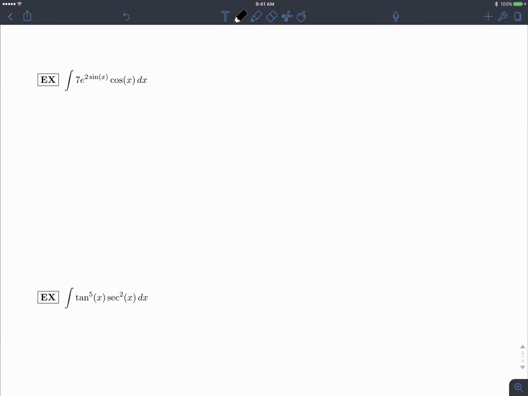All right, so here's another one. Now we've got the integral of 7 times e to the power of 2 sine of x times the cosine of x dx. So this one's a little bit more complicated in terms of what we want to choose as a u.